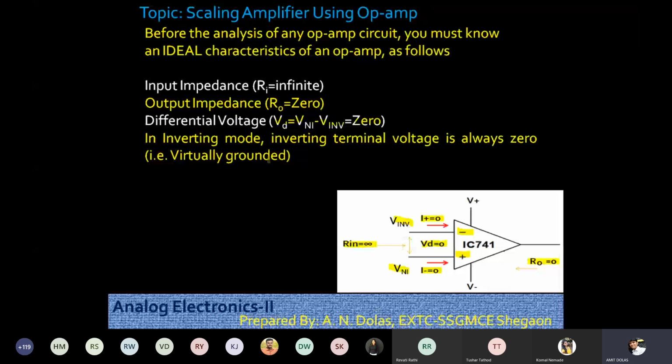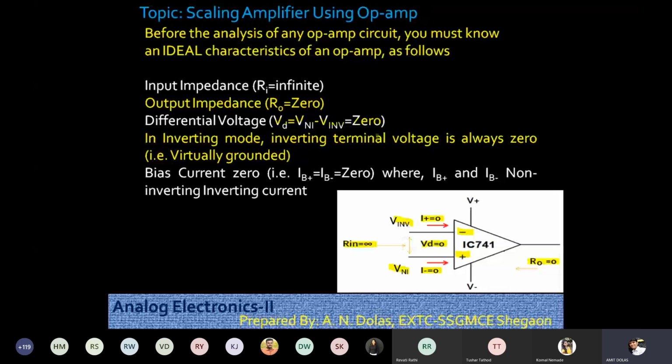Then bias currents are 0. That is current passing into the positive terminal, that is called IB plus, and current passing into the negative terminal, that is called IB minus, are also 0.